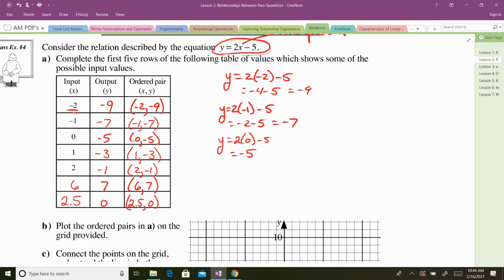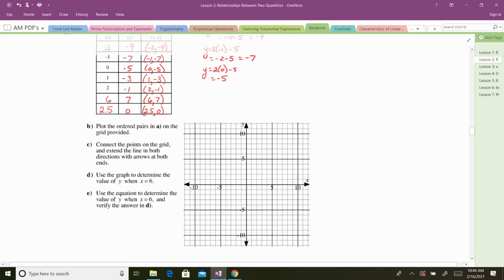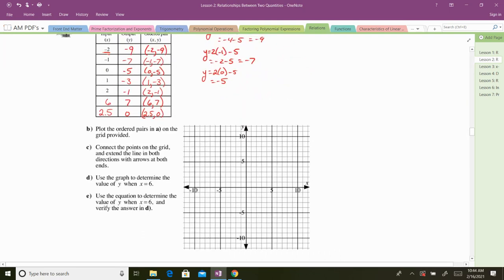All right, we are going to plot these points on this graph right here. So the first one, negative 2, negative 9. There. Remember, you always start at the origin. Negative 1, negative 7, 0, negative 5.